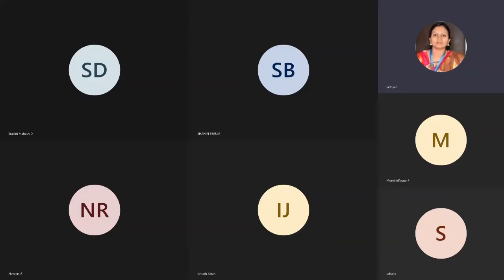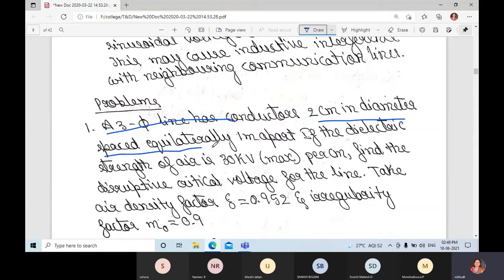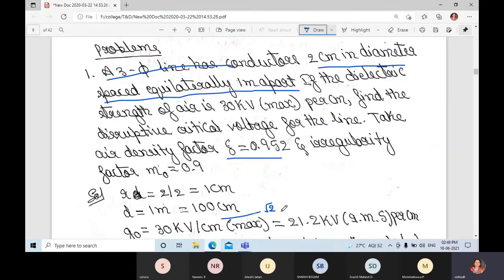We have discussed the principle, advantages and disadvantages about that. Today we shall discuss the problems. A three-phase line has conductors 2 cm in diameter, spaced equilaterally, that is, 1 meter apart. If the dielectric strength of air is 30 kilovolt per centimeter, find the disruptive critical voltage for the line. Take air density factor delta equal to 0.952 and irregularity factor m0 equal to 0.9.